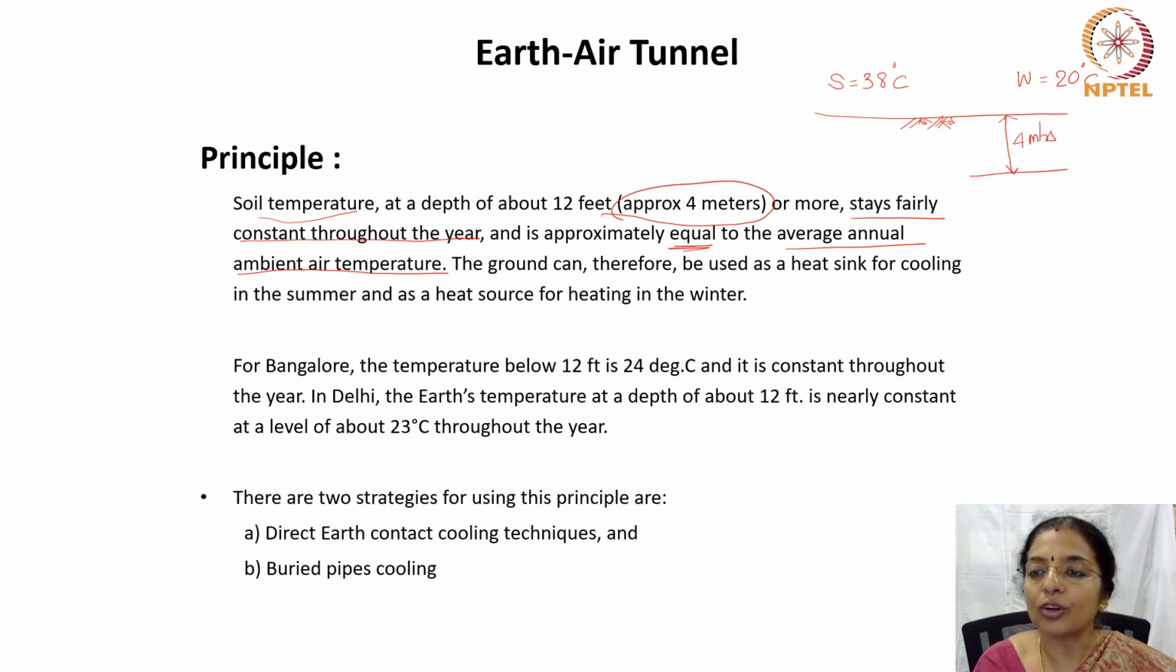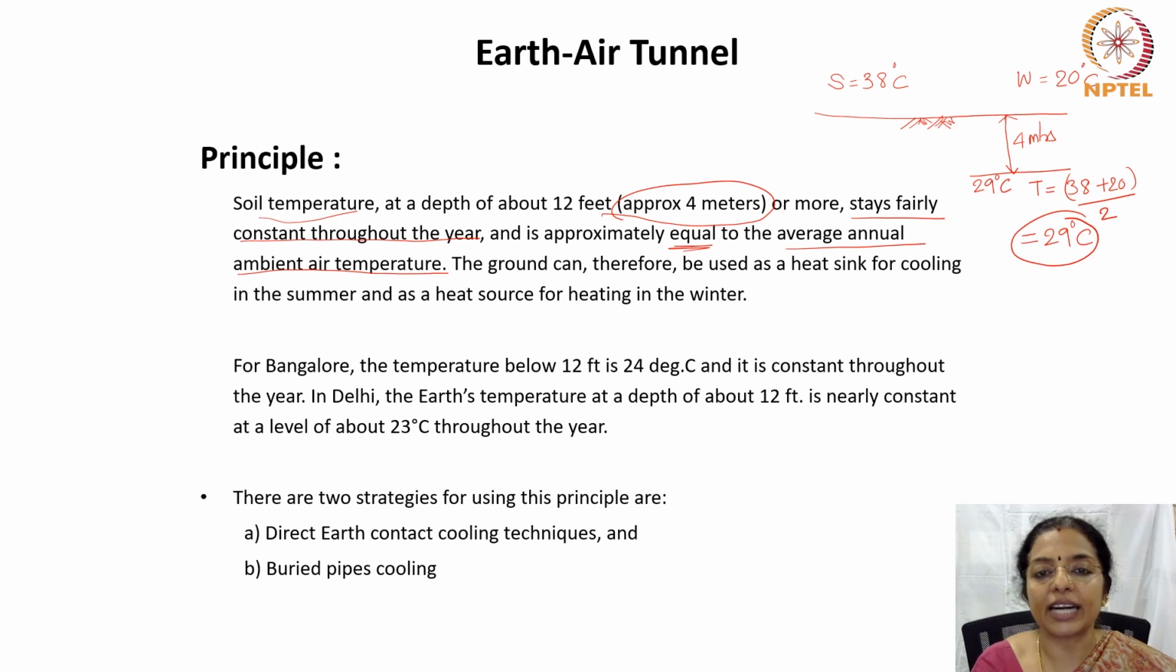the temperature of the soil will be the average of the summer and the winter temperature. So this 38, which is summer temperature, and 20, which is winter temperature, the average of that is 29 degrees centigrade. So the temperature of the soil at a depth of 4 meters will be 29 degrees centigrade.